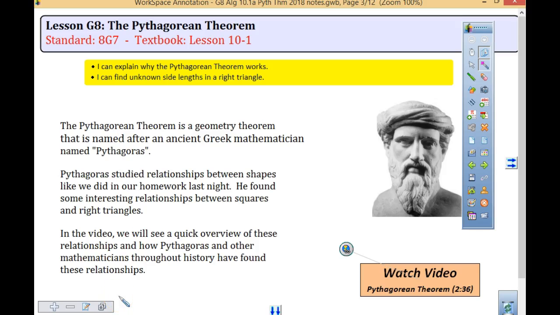Find how the Pythagorean theorem works and find unknown side lengths. So we're going to be looking at both those two things today.